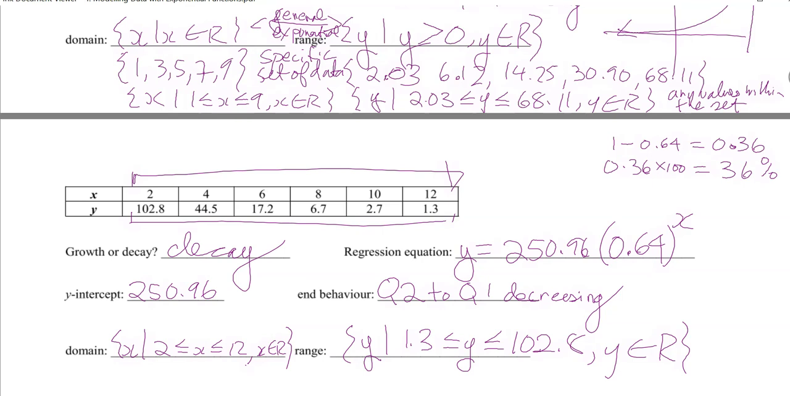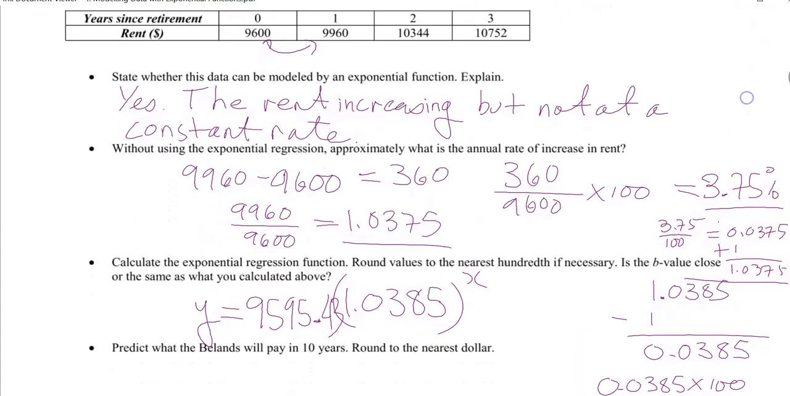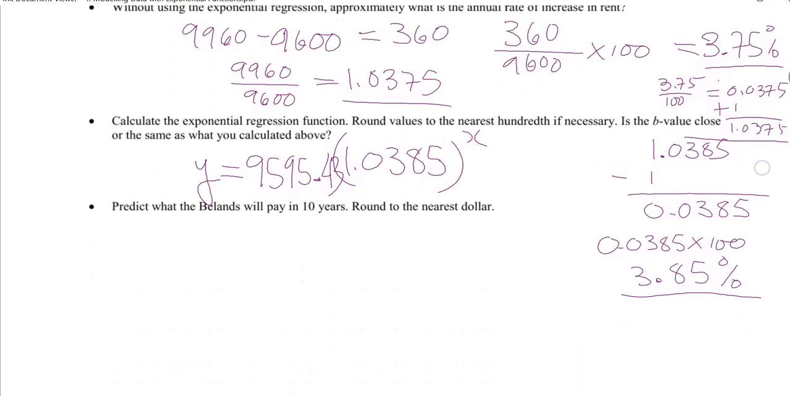So 36%, right? So less than 1, it's decay. So what do we do? We go 1 minus a number that's less than 1, multiplied by 100, turn it into percent. If it's greater than 1, we subtract 1 from it, multiply by 100, and get the rate of growth. So here, 1.0385 works out to a growth rate of 3.85%.